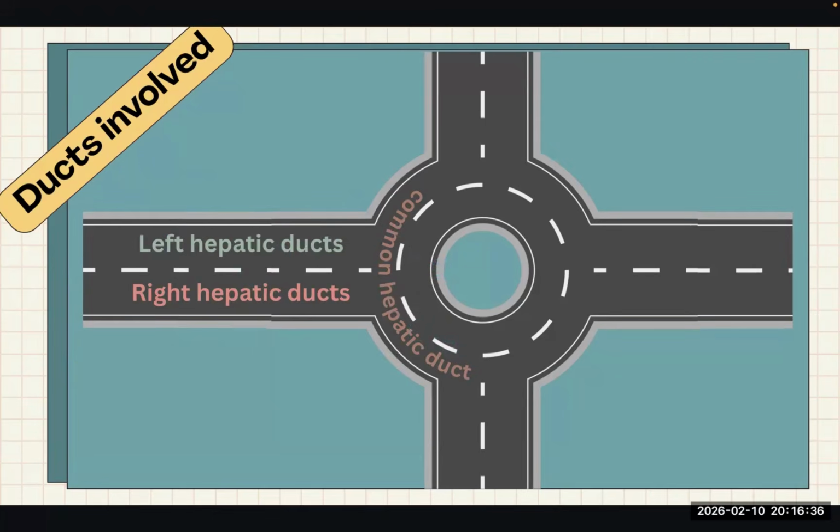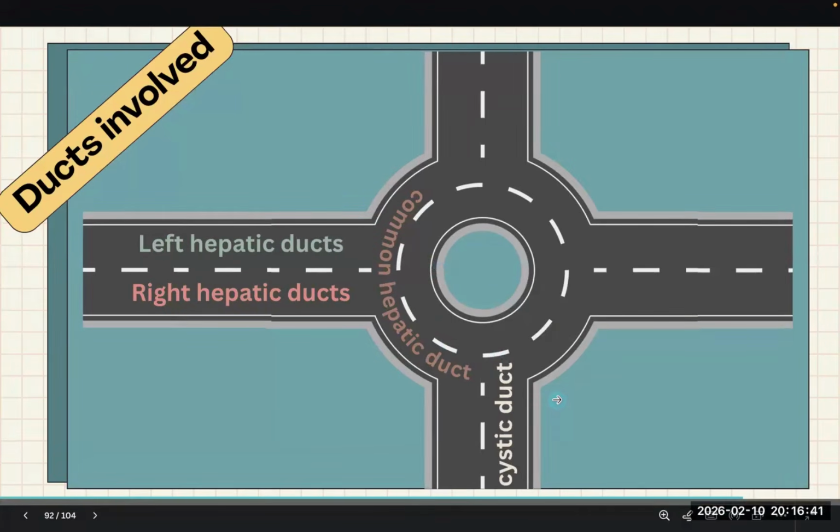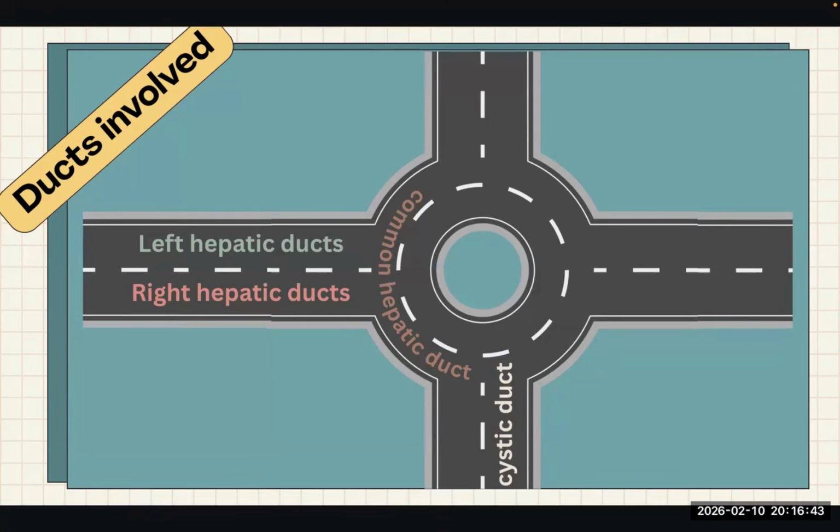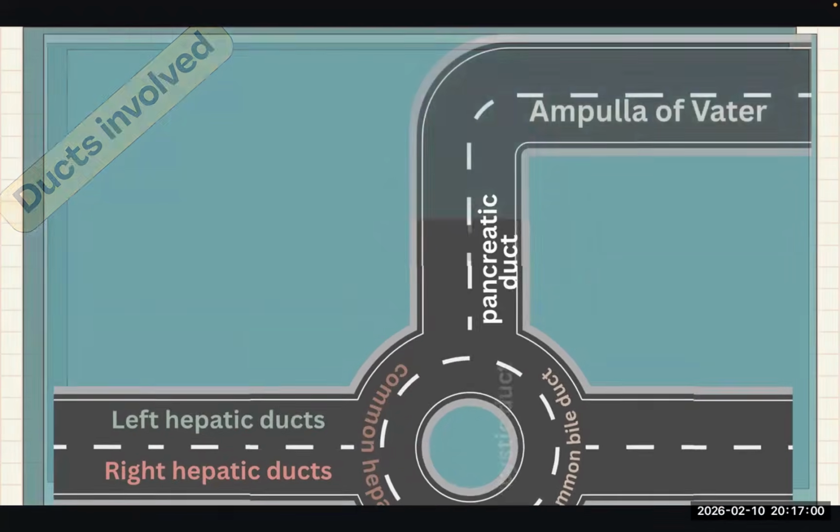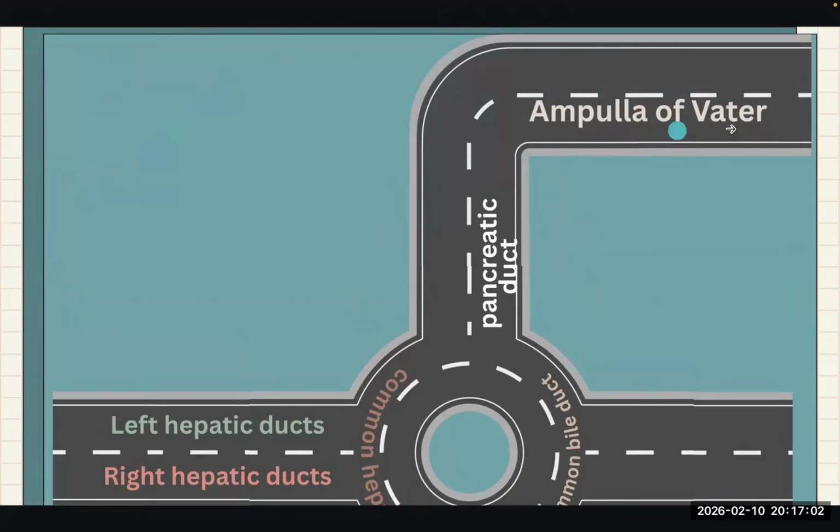All right. Now, this common hepatic is going to join with the cystic duct. Where does the cystic duct come from? It comes from the gallbladder. Okay? Now, the cystic duct and the common hepatic duct will together give me the common bile duct. Okay? And what does the common bile duct do? The common bile duct is going to join with the pancreatic duct at our big guy, the ampulla of Vater, which has the sphincter of Oddi, and this is the guy that controls the release of the bile into the duodenum or not.